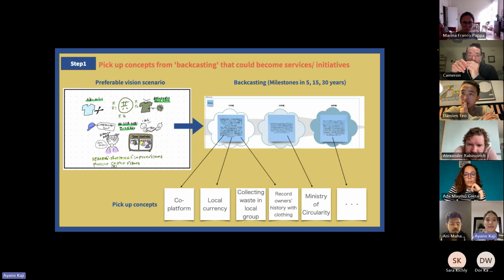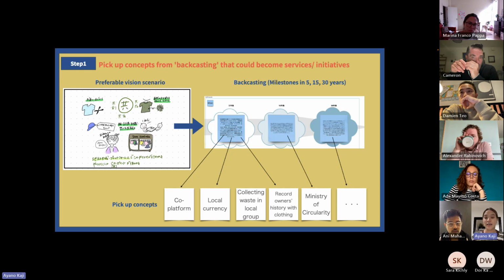And before explaining each step, I made one vision scenario, which is the left-hand one. I made 5-year, 15-year, and 30-year milestones, which are the blue bubbles on the right, to achieve this vision scenario based on the previous workshop. I made the preferable vision scenario right after the first workshop. Then, before the second workshop, I made the backcasting.